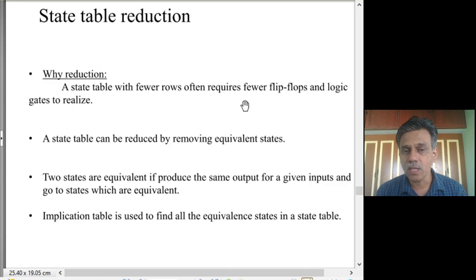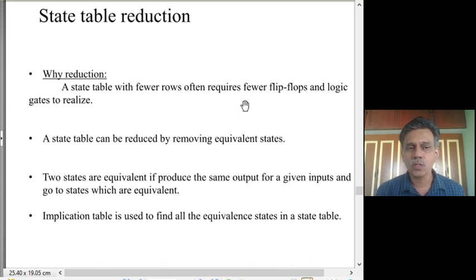Well, that is on the output side. They produce the same output for a given input, and that has to be true for each possible input condition that you can provide. How about the states? Two states should be considered equivalent if they go to the same next state for a given input, because they obviously have the same behavior.